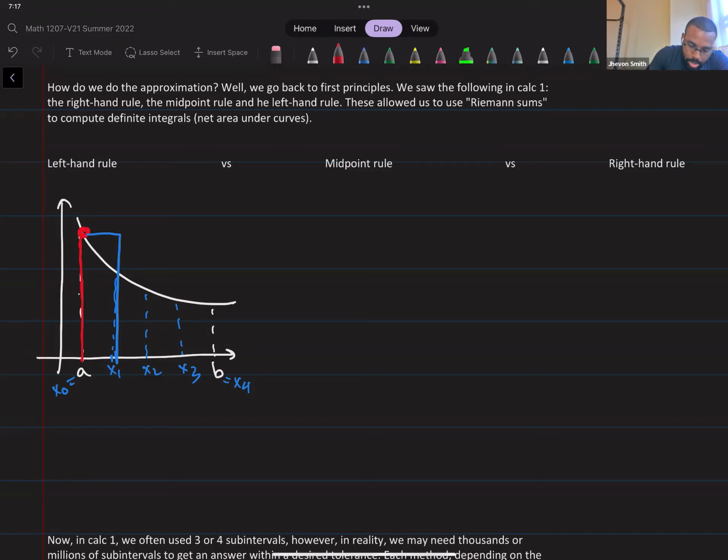Then I look at the next subinterval, the left side comes up, hits the curve. That is the height of the second rectangle. Then the next subinterval, x2 to x3, the left side goes up, hits the curve. That is the height of the third rectangle. Then for the interval x3 to x4, left side goes up, hits the curve. That is the height of that rectangle. And then we use the areas of these rectangles as an approximation for the area under the curve.